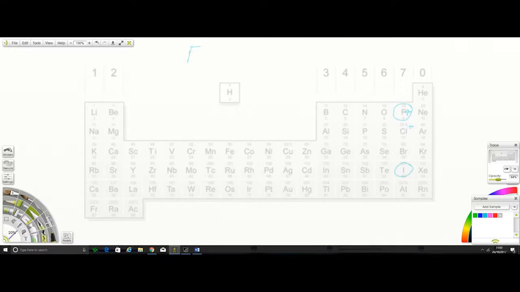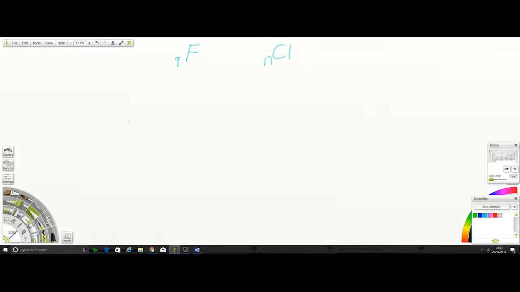So if we look at fluorine, I'm just going to write this here. Fluorine, we want to look at the electron structure again, so we're just going to write 9. We're not interested in the top number for this because we just want to know about the electrons. And if you remember, the bottom number represents the protons, which happens to equal the number of electrons. And with chlorine, the bottom number is 17. So let's draw fluorine first.